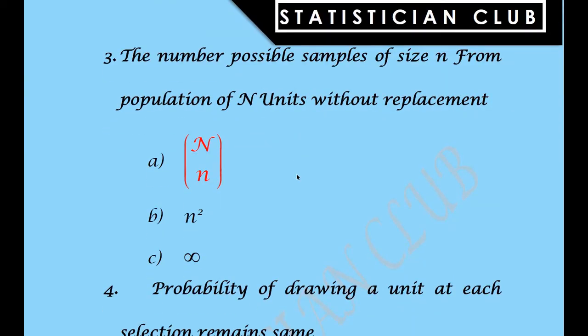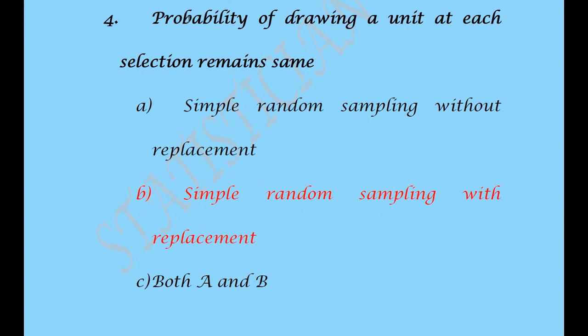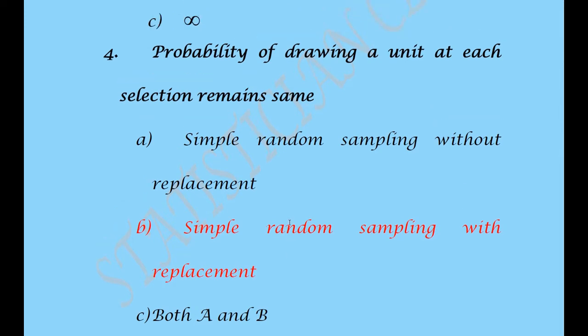Question number 3. The number of possible samples of size n from population of capital N units without replacement. The formula to be used is capital N C small n. Question number 4. Probability of drawing a unit at each selection remains same. Simple random sampling with replacement is the right answer, because in simple random sampling with replacement we draw a unit, study, select and then return to the population. So the population remains same, and it is quite possible that one unit may be selected more than once. So in case of simple random sampling with replacement, probability of drawing units at selection remains same.